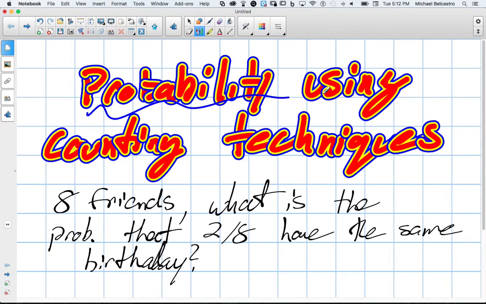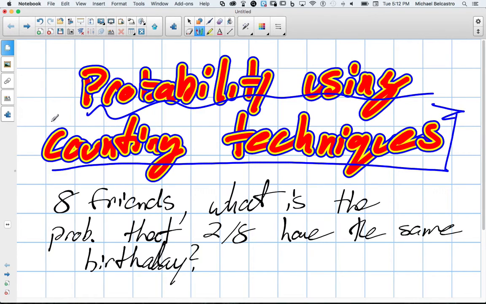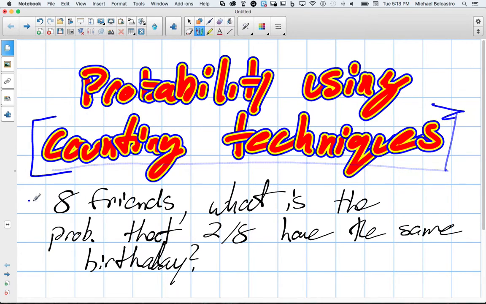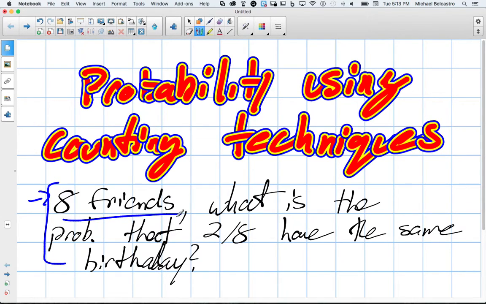Okay, so probability using a counting technique, and this is very much a counting technique because it's a bit unorthodox how to solve this question. There isn't quite a set formula for it. But here's the gist of the question they've given us. There's 8 total friends. What is the probability that 2 out of the 8 have the same birthday?